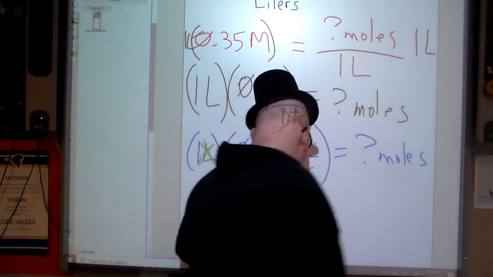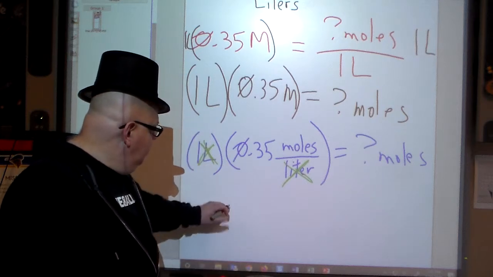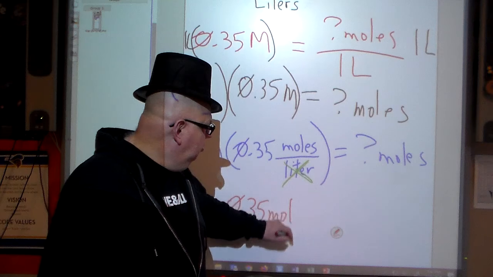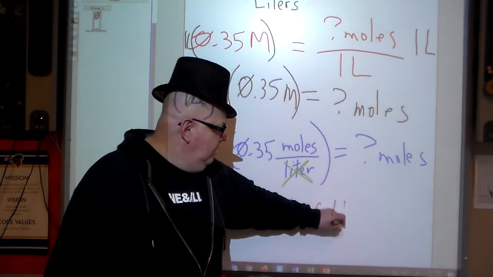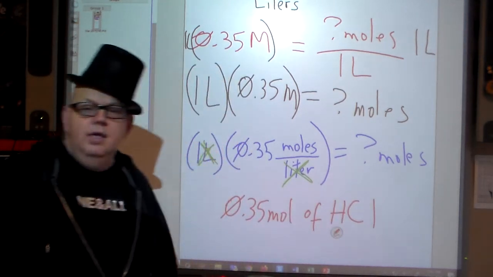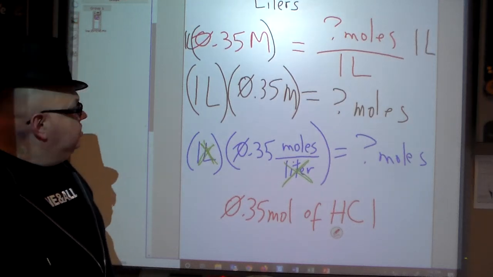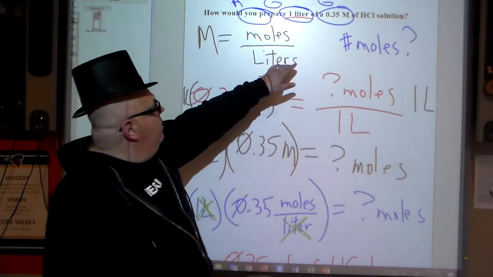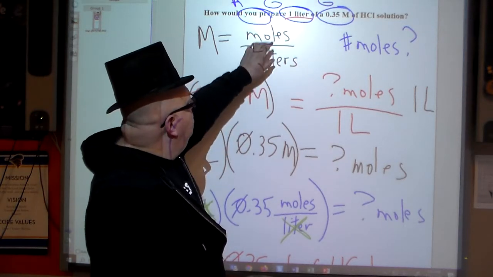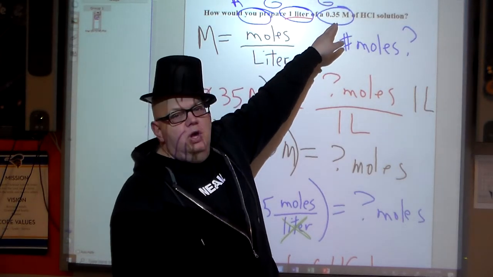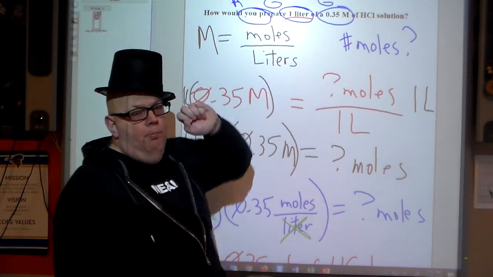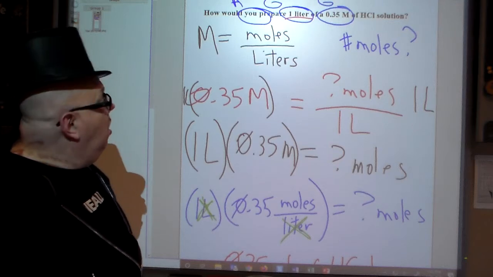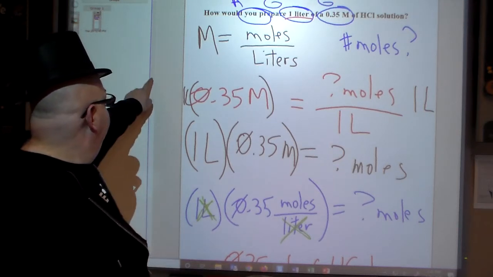So our answer, guys, is going to be 0.35 moles of HCl. So that's our answer. So we need 0.35 moles of HCl over 1 liter, and that's going to give us the concentration of 0.35 molar concentration. That's it. That's all that there is to it.